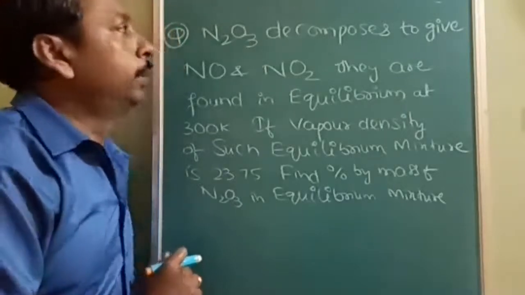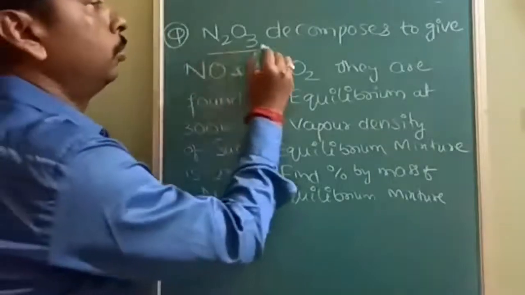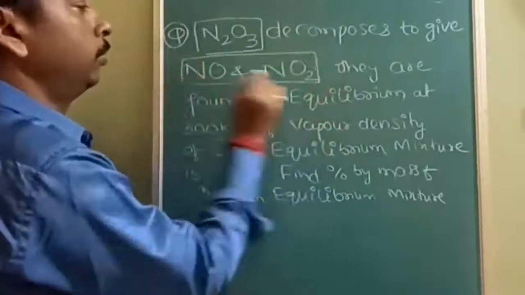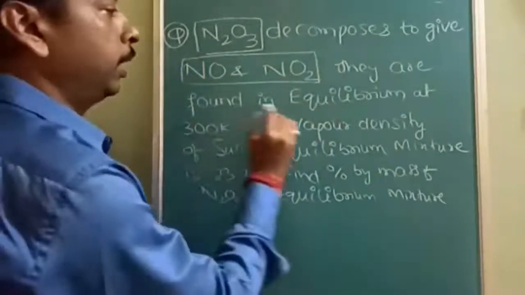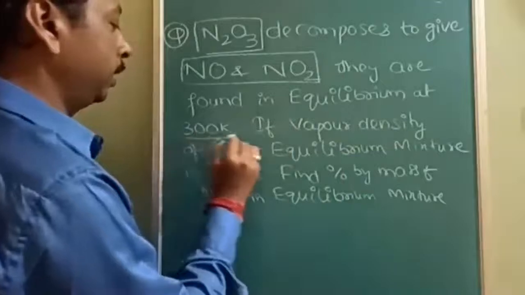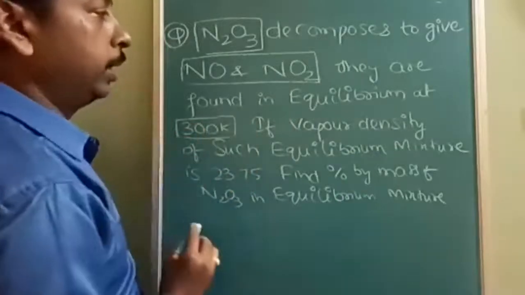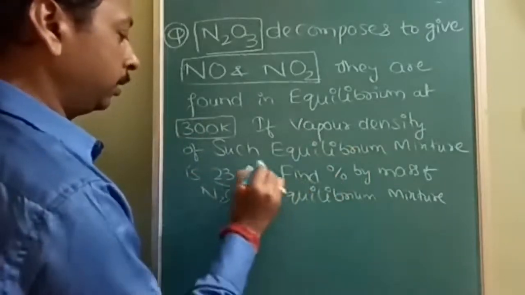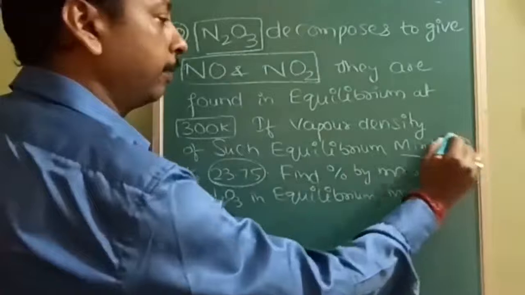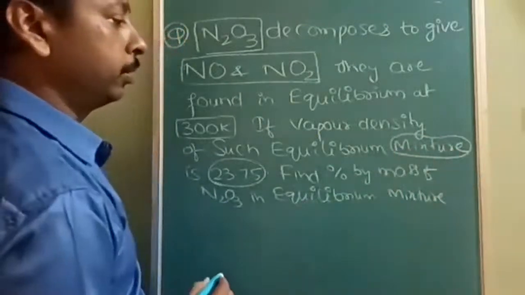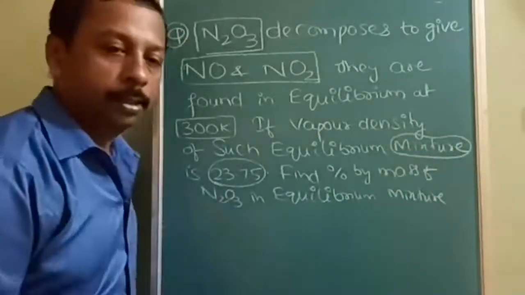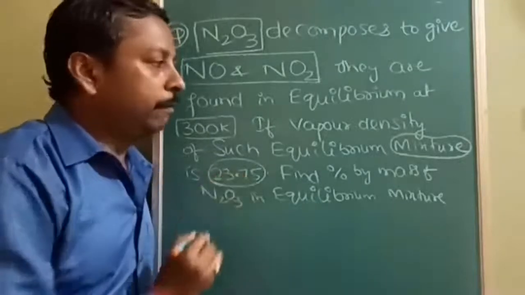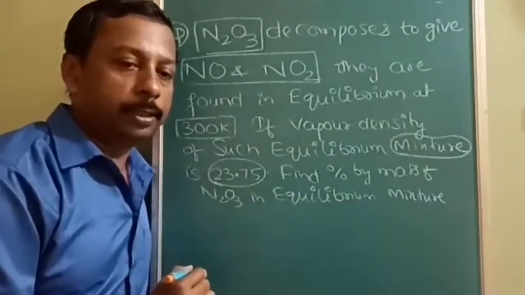Okay. So here in this question, N2O3 is decomposing to give NO and NO2, and they are found in equilibrium at 300 Kelvin. The vapor density of the equilibrium mixture is given. This is very important because there are two types of densities, and most students are confused about which density is which. Density of the mixture is something else, initial density is something else.